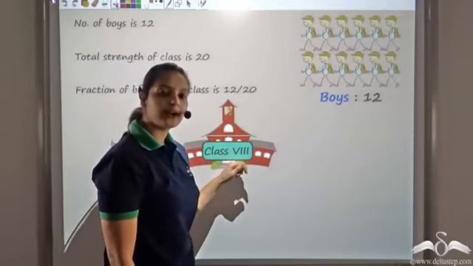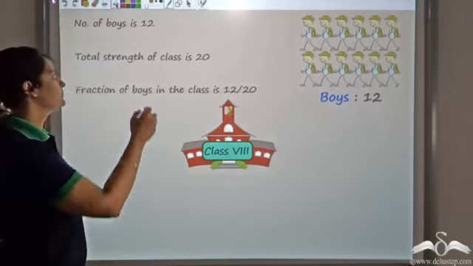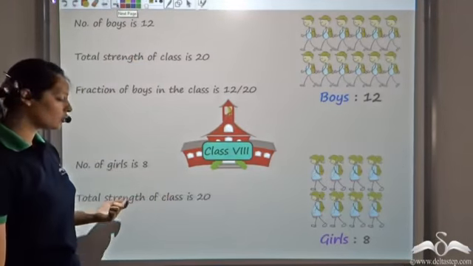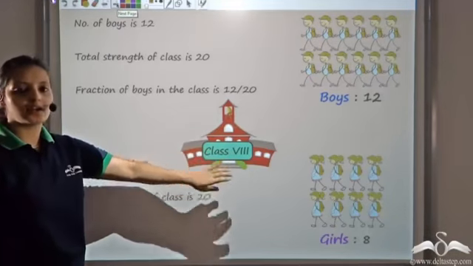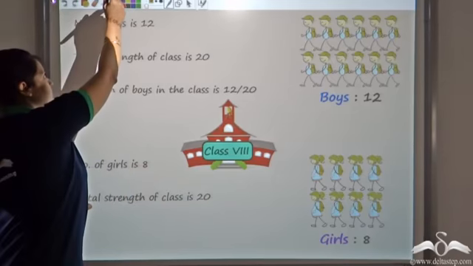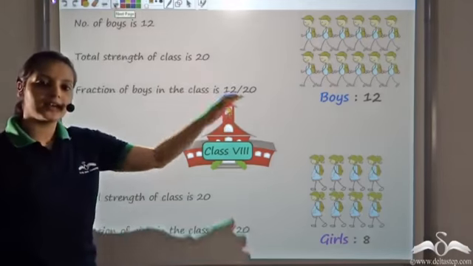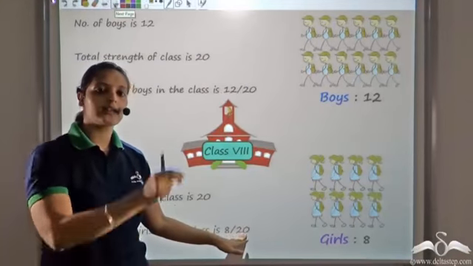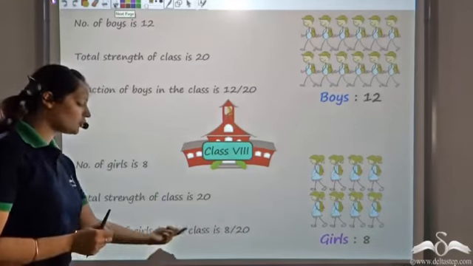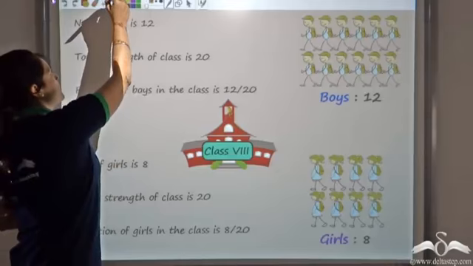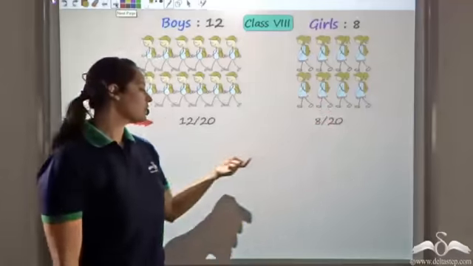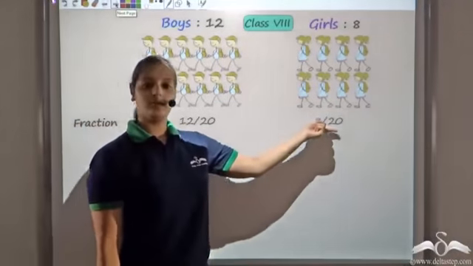Now similarly, I can find the fraction of girls also in the class. I know that the number of girls in the class is 8. Total students in the class are 20. So the fraction of girls would be 8/20. That is, if I divide my class into 20 parts, or if there are 20 students, 8 of those would be girls. That is the fraction of girls in the class. So this is what I get: fraction of boys in the class and fraction of girls in the class, which are 12/20 and 8/20.